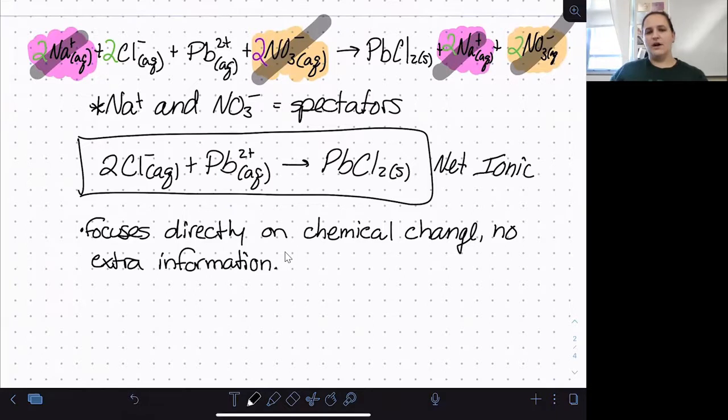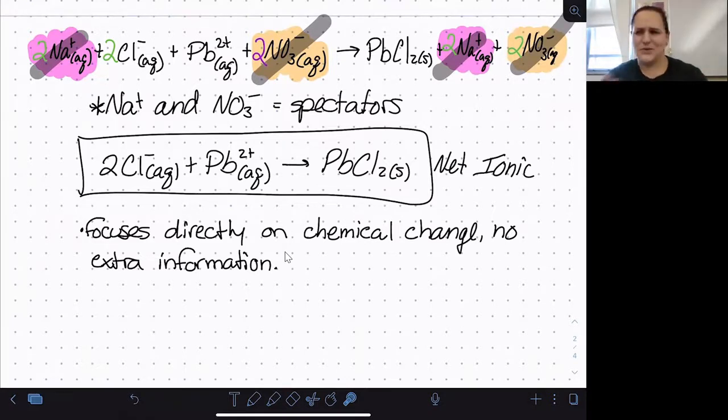And there really aren't a lot of drawbacks to a net ionic. The vast majority of the time, what your spectator ions are doesn't matter at all. You would get exactly the same reaction whether I had sodium or potassium here. It makes no difference. Or nitrate or acetate, makes no difference. But there are some rare circumstances where having a certain spectator ion can make some kind of weird side reaction happen that you don't want. So in those cases, having that information missing can be a problem.